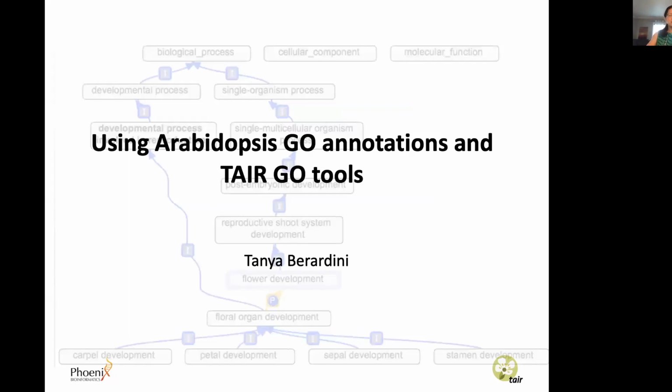I will share information today about using Arabidopsis GO annotations and the GO annotation tools that are available at TAIR. There are other tools on the web for analyzing GO data. I will talk only about the ones that we have at TAIR or the ones that we link to directly, but we can try and help if you have questions about the others.